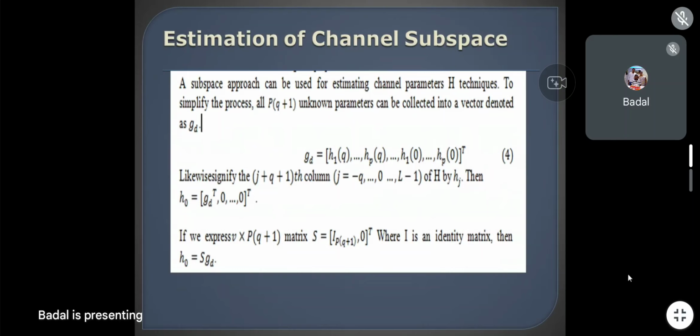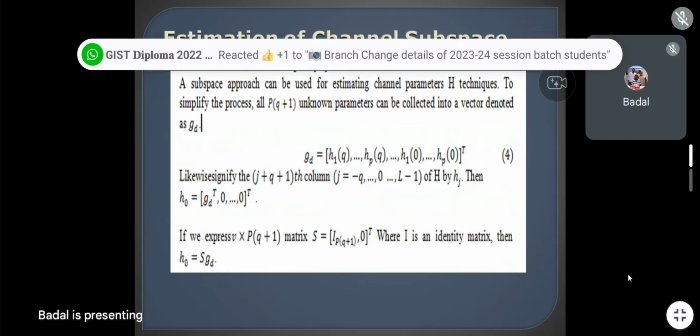A subspace approach can be used with the estimated channel parameters as techniques to simplify the process. All L(Q+1) unknown parameters can be collected into a vector denoted as h vector. These are the equations. Likewise, the (j+p+1)th column of H will be denoted as h, then H will be arranged as a vector equation.